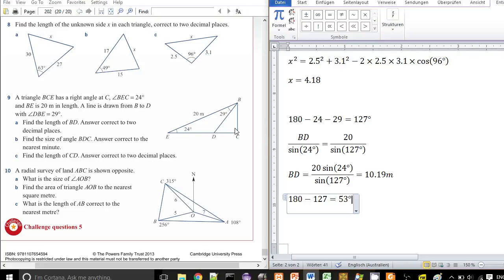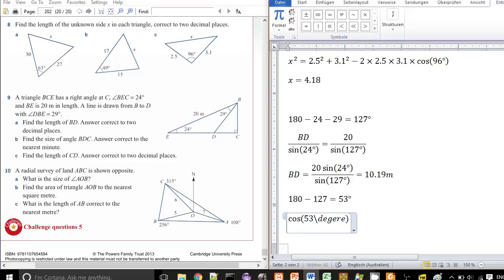Find the length of CD. Okay, so in this triangle now, this right angle triangle, I know this angle and I know this length BD. So I'm going to call, well, I guess I could call it CD. But anyway, it's going to be adjacent and hypotenuse relative to this angle. So just imagine 53 degrees is here. We know this length is 10.19, and so adjacent, hypotenuse, so cos.